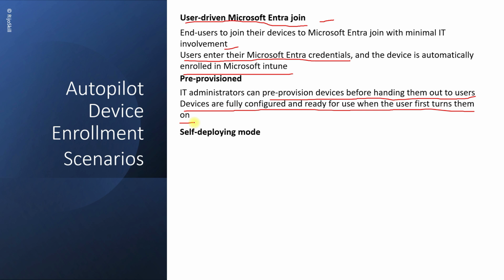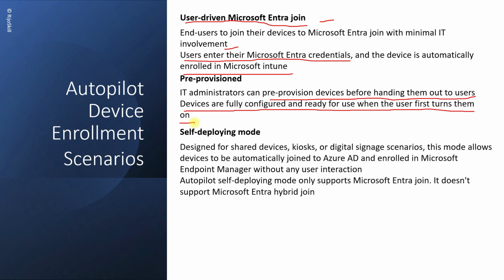So the next one is self-deploying mode. We currently use this for kiosk and digital signage scenarios, and this mode allows the device to automatically join Azure AD and enroll in Microsoft Endpoint Manager without any user interaction. It is most commonly used in kiosk and digital signage scenarios. Autopilot self-deploying mode only supports Microsoft Entra join, and does not support Microsoft Entra hybrid join.